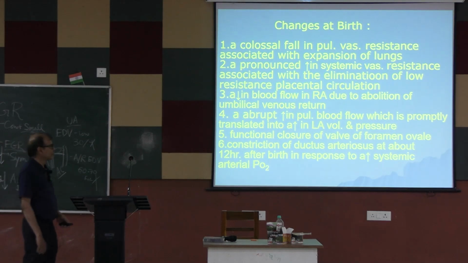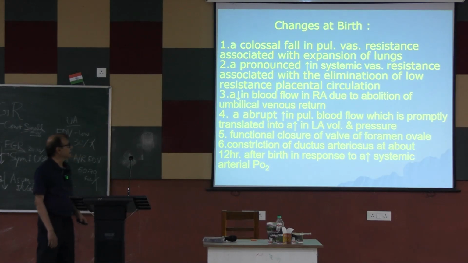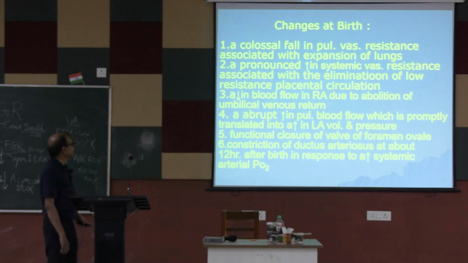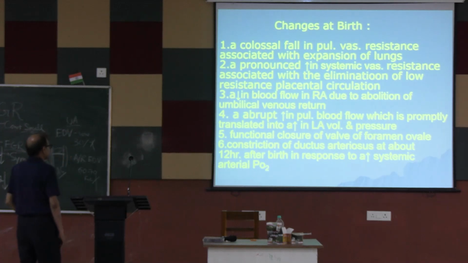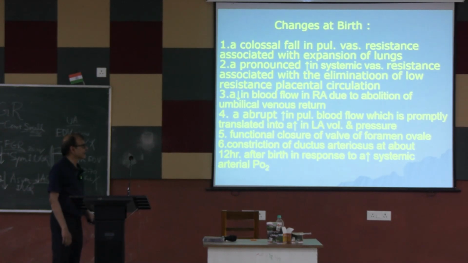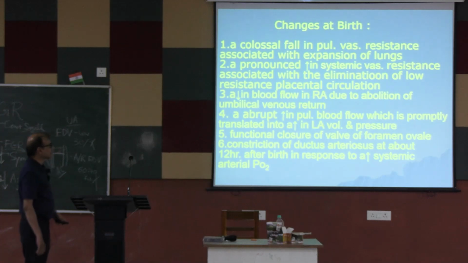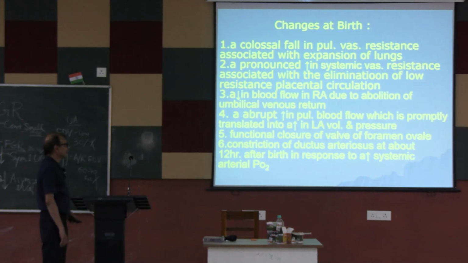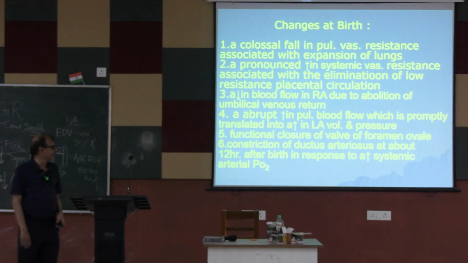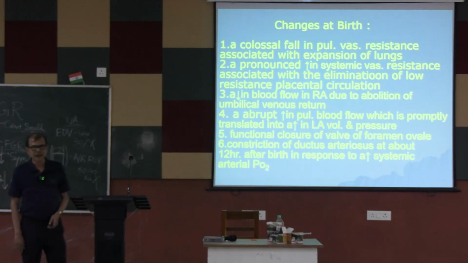Changes at birth, I have already told. A colossal fall in pulmonary vascular resistance associated with expansion of lungs, a pronounced increase in the systemic vascular resistance associated with the elimination of the low resistance placental circulation. Third, a decrease in blood flow in the right atrium due to elimination of the umbilical venous return. Fourth, abrupt increase in the pulmonary blood flow, which is promptly translated into an increase in the left atrial volume and pressure. Fifth, functional closure of the valve of foramen ovale. Sixth, constriction of the ductus arteriosus at about 12 hours following birth in response to an increase in the systemic arterial oxygen tension.